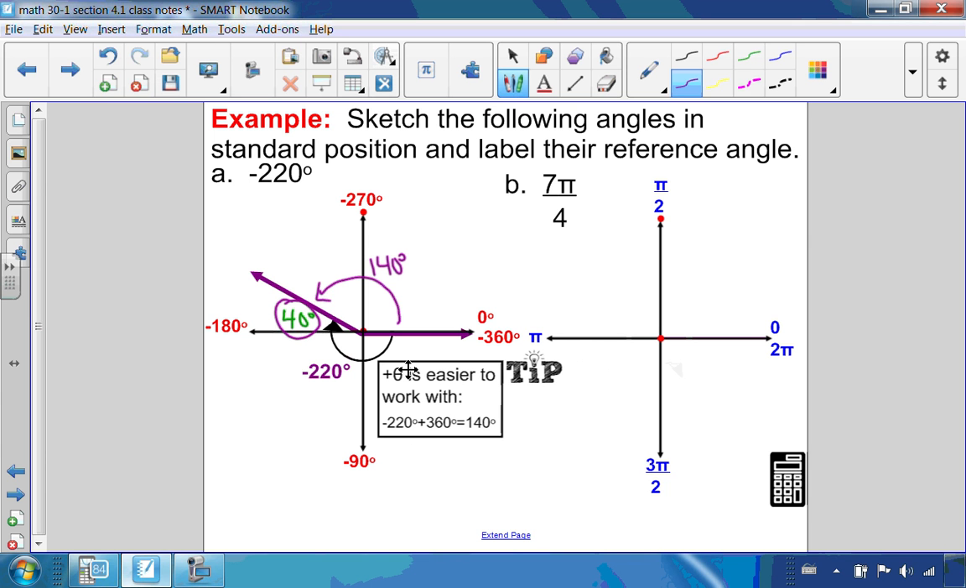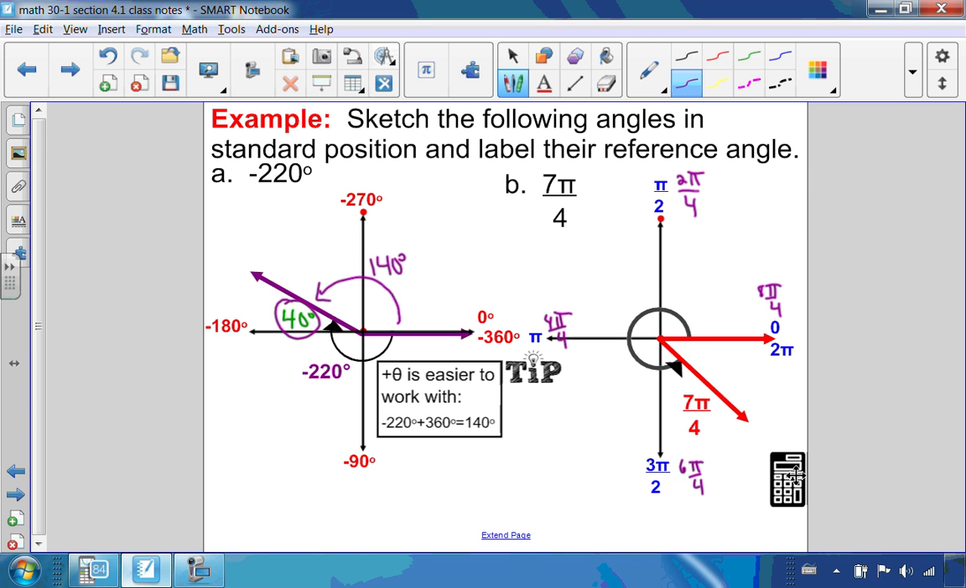Now, to figure this out in fourths, it might be easier if we label this here in terms of fourths. So this is the same, if I create an equivalent fraction, as 2 pi over 4. Creating an equivalent fraction, this is the same as 4 pi over 4, and this is the same as 6 pi over 4. And 2 pi is the same as 8 pi over 4. So that might be easier for you to visualize. 7 pi over 4 is going to be in between 6 pi over 4 and 8 pi over 4. So that helps me when I'm sketching it.